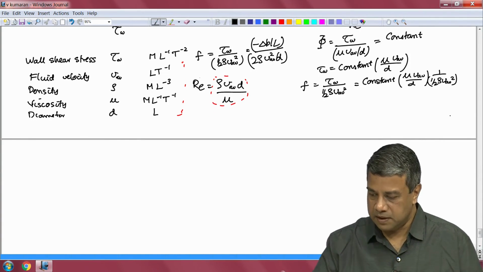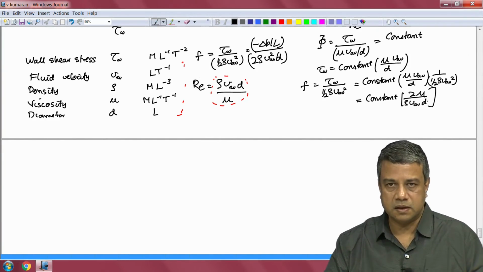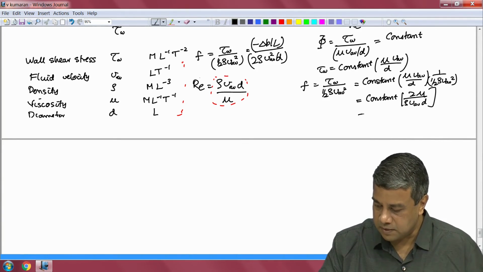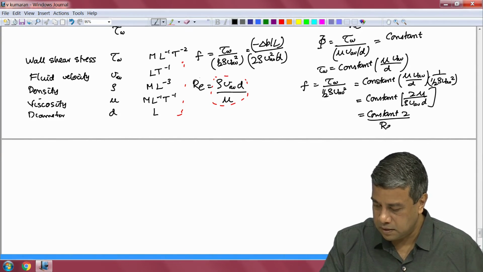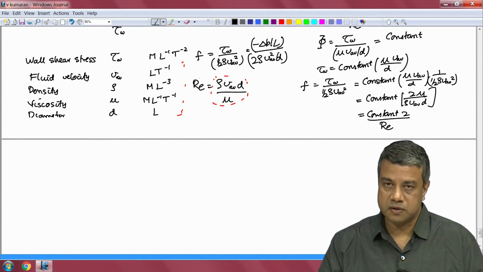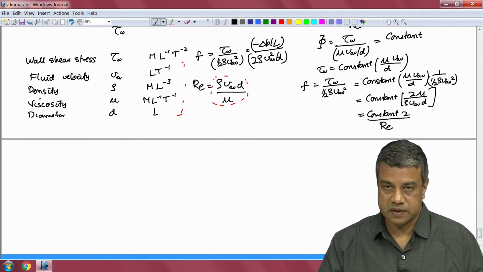And you can easily multiply this and see this will be equal to a constant times 2 mu by rho V_av D, which is equal to some constant times 2 by Re. So, basically the friction factor in the limit of low Reynolds number has to be proportional to 1 over Re, because the wall shear stress can depend only on viscosity.